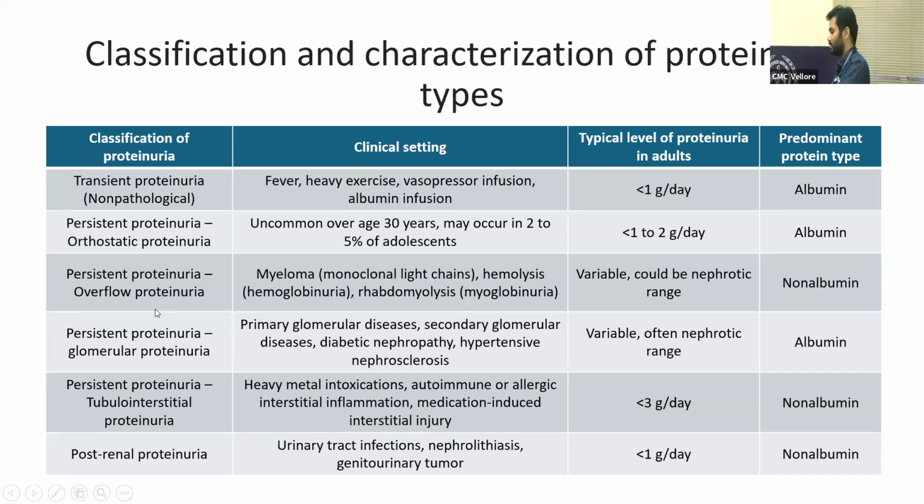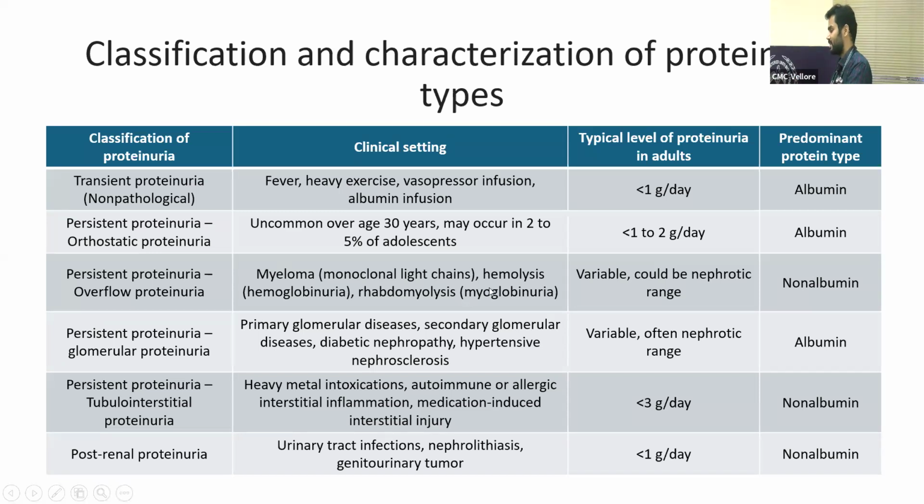So how do we diagnose this problem? A simple method: if you do a urine dipstick test, it will be negative. But if you do 24-hour quantification, it will be more than 20 grams, even 30 grams is possible. So you can diagnose this as overflow proteinuria, like myeloma. Next is glomerular proteinuria.